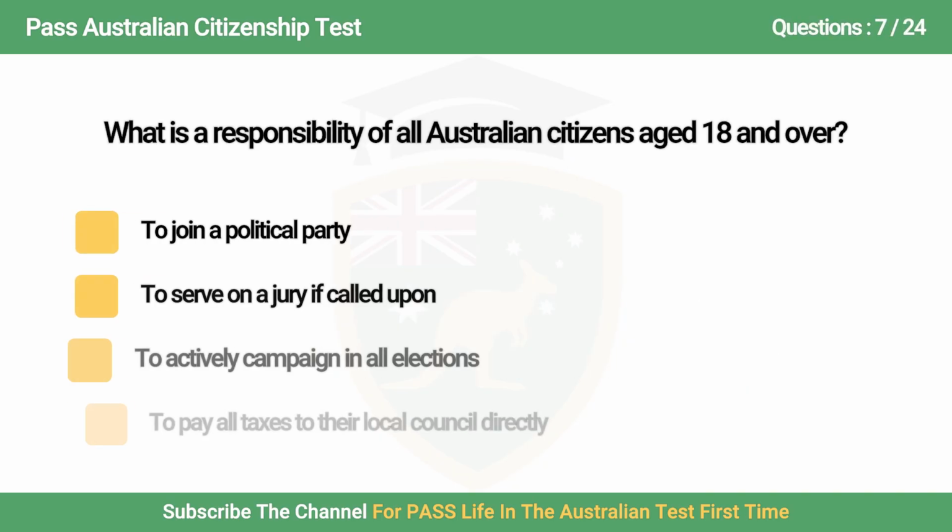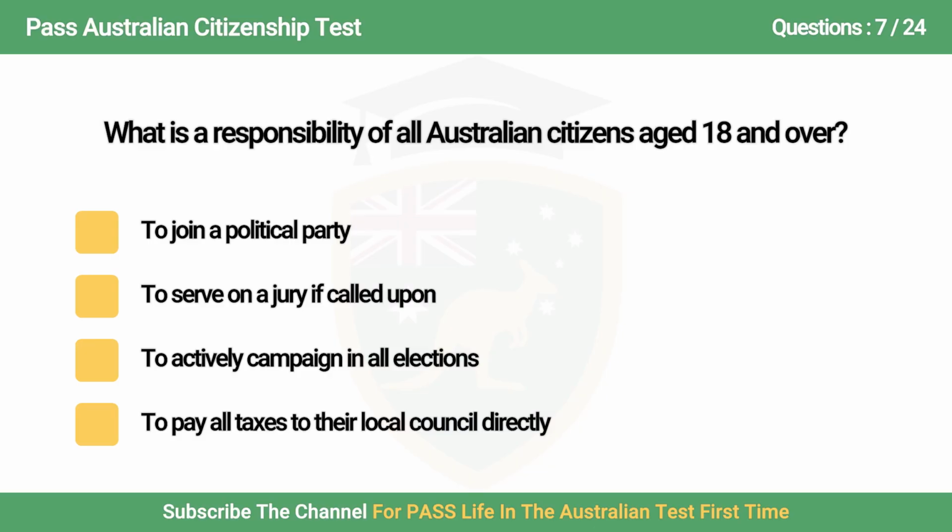Question 7. What is a responsibility of all Australian citizens aged 18 and over? A. To join a political party. B. To serve on a jury if called upon. C. To actively campaign in all elections. D. To pay all taxes to their local council directly.